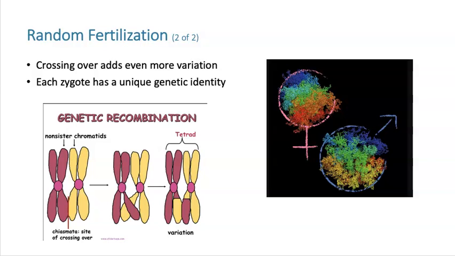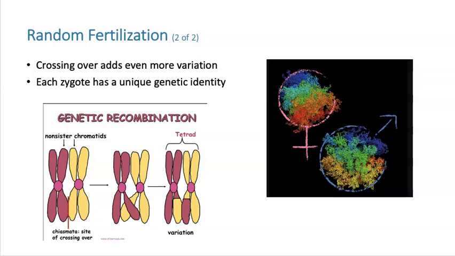Again, random fertilization adds a huge amount of variation. But the thing that we can't calculate, and again, 70 trillion different kinds of pairs just from that. But we really have trouble adding in how much that crossing over thing adds. It's a lot. It's more than 70 trillion different possibilities. I can tell you that right now.